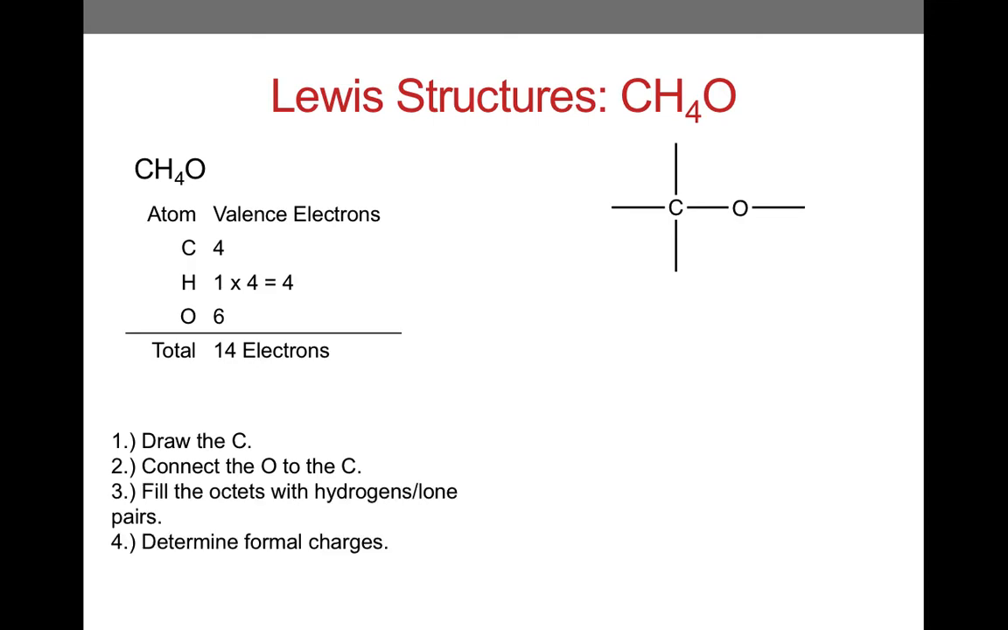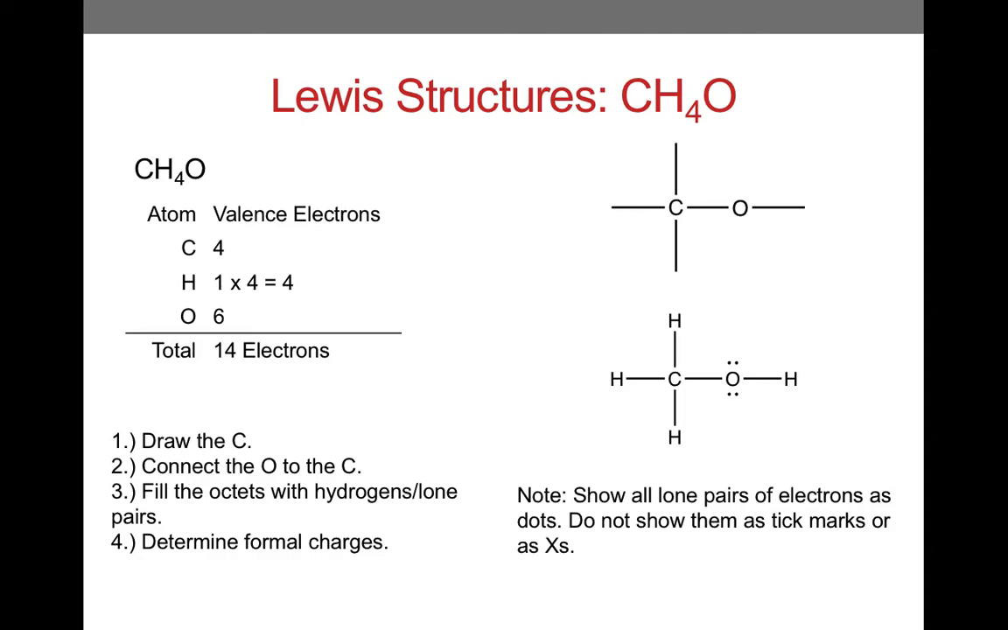Now, we need to fill the octets with hydrogens and lone pairs. After we do this, we need to calculate formal charges. This is what the Lewis structure looks like. Note, show all lone pairs of electrons as dots. Do not show them as tick marks or X's or any other symbols. We know that there are not any formal charges here due to the number of bonds on the carbon and on the oxygen.